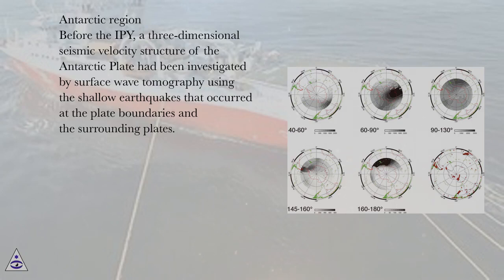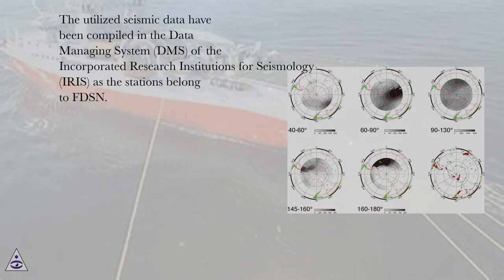Antarctic region. Before the IPY, a three-dimensional seismic velocity structure of the Antarctic plate had been investigated by surface wave tomography using the shallow earthquakes that occurred at the plate boundaries and the surrounding plates. The utilized seismic data had been compiled in the Data Managing System, DMS, of the Incorporated Research Institutions for Seismology, IRIS, as the stations belong to FDSN.